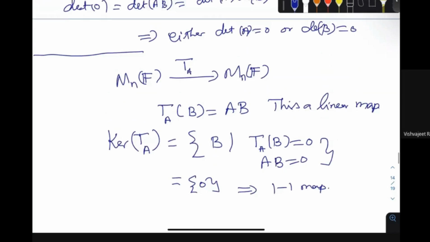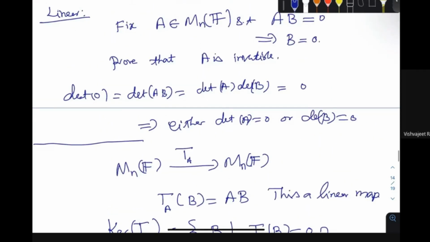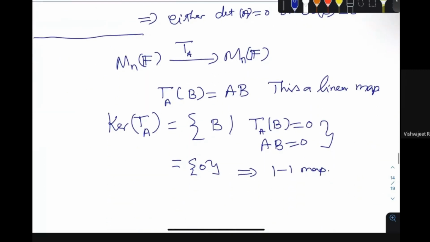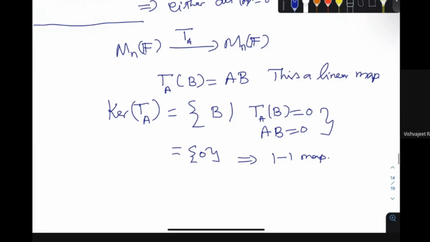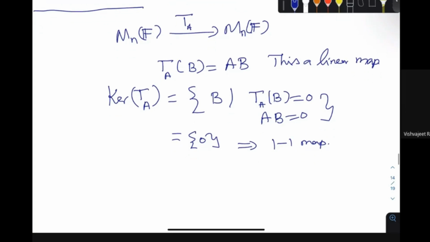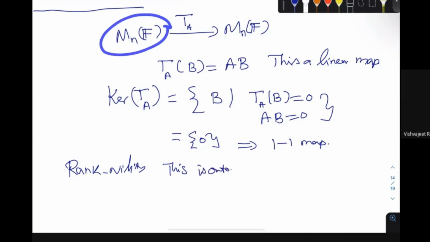I'm defining a linear map. The condition is given: whenever you multiply with A and B, you get 0 means B is 0. I'm checking the kernel. Kernel is singleton. Am I sure this is correct? Yes, sir. Now use the rank nullity. Rank nullity says that this is onto also. Same rank, one-one map.